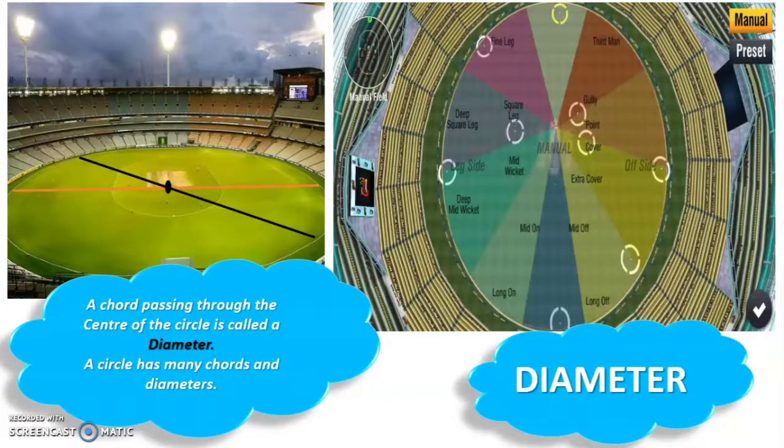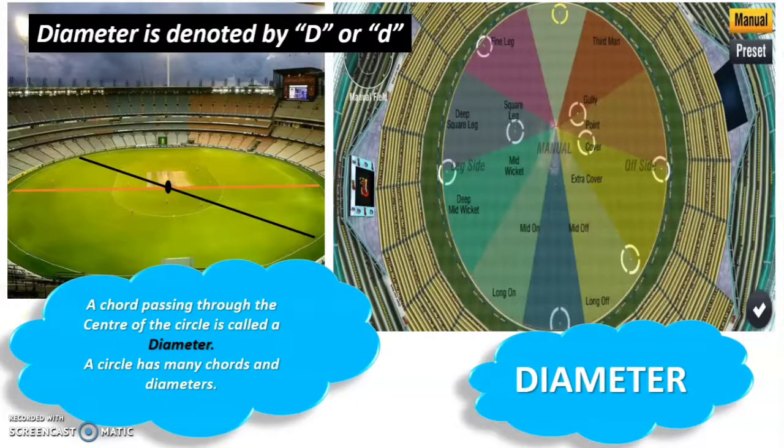But a chord cannot be a diameter. I repeat once again, a diameter is a chord, but a chord cannot be a diameter. Because the condition for a diameter is it should pass through the center of the circle. So the diameter is denoted by capital D or small d.